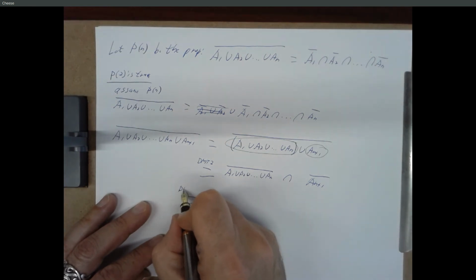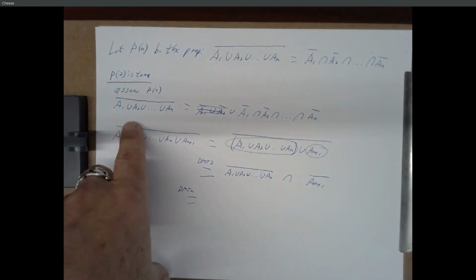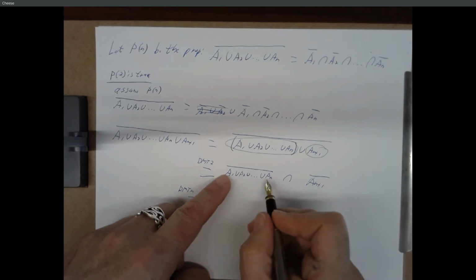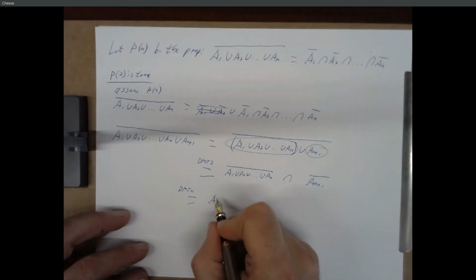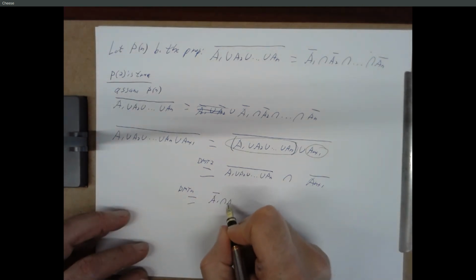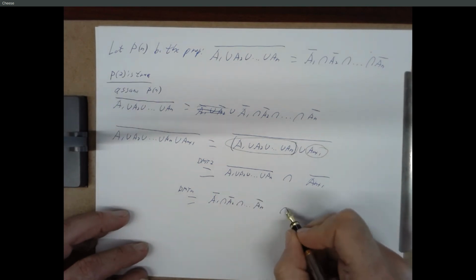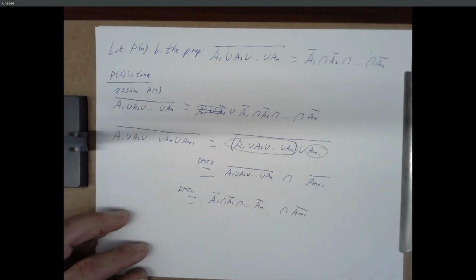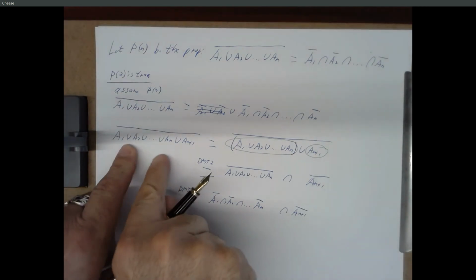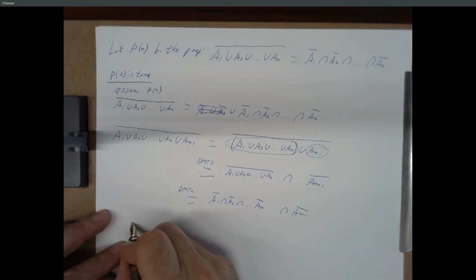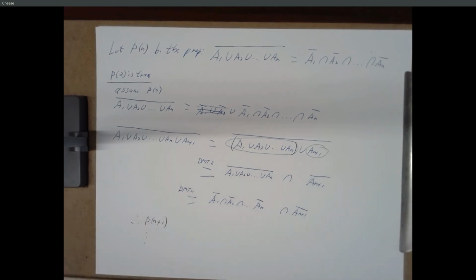And now if I use De Morgan's theorem applied to n things, which I already assumed, this complement of unions can be written as A1 bar intersect A2 bar intersect A n bar intersect A n plus 1 bar. And the statement that that's equal to that, that's just P of n plus 1. And so that proves the inductive step, which together with the base case proves P of n for all n.